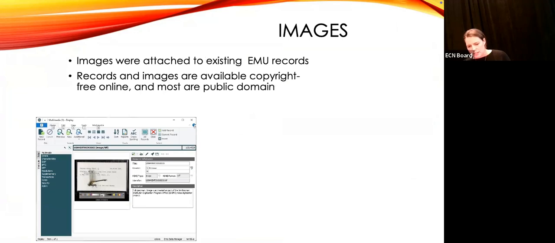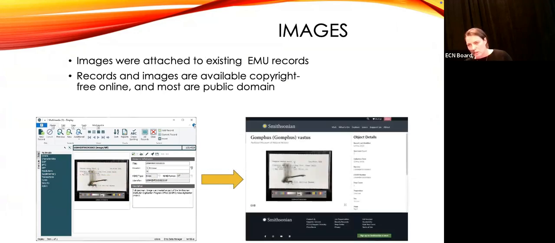So these images were all labeled at the time of taking them. They were all titled with the USNM Mint number. And this became particularly important when we were incorporating them back into EMU. Due to the file naming schema, we were able to add those very seamlessly, attach them to our already databased specimen records to give us this fully databased record.